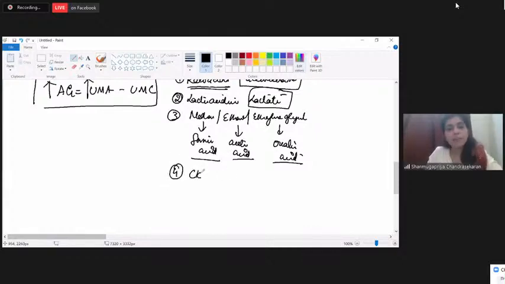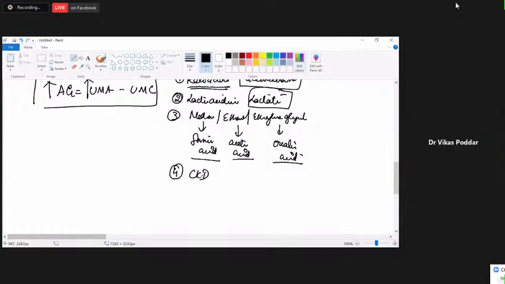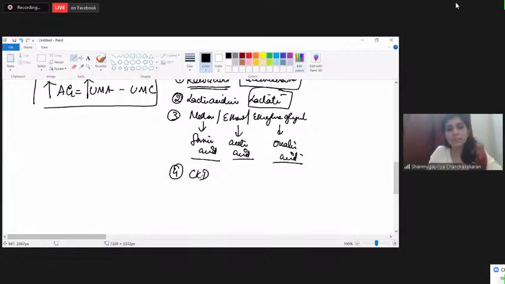It can happen in chronic kidney disease. What happens in chronic kidney disease? Dr. Vikas, you want to answer? So in chronic kidney disease, normally the kidney is supposed to filter all acids from your body. So in chronic kidney disease, all these metabolic acids accumulate, and these anions increase the anion gap.